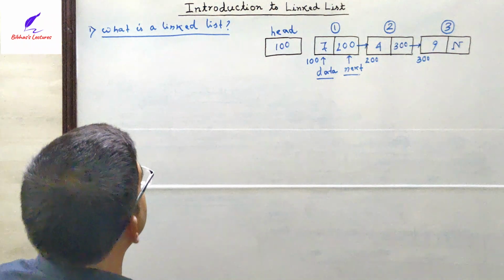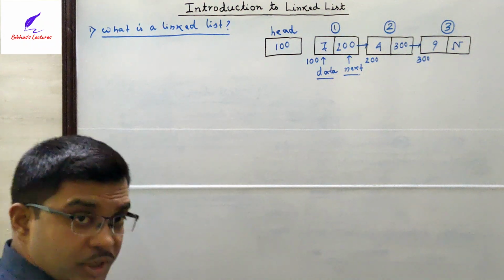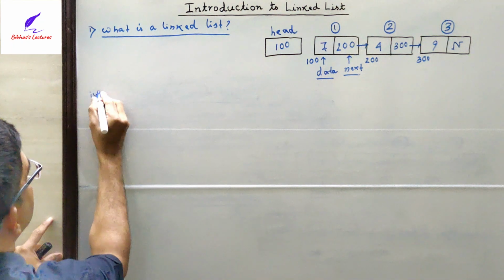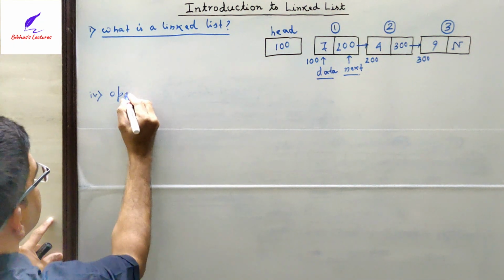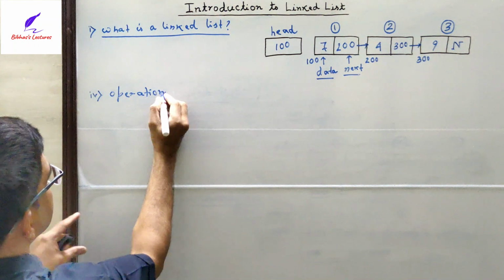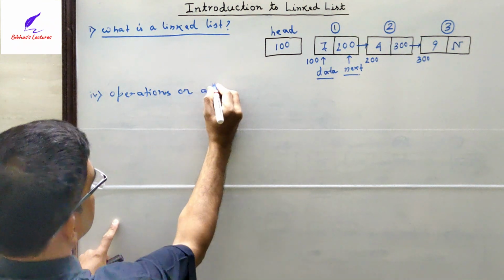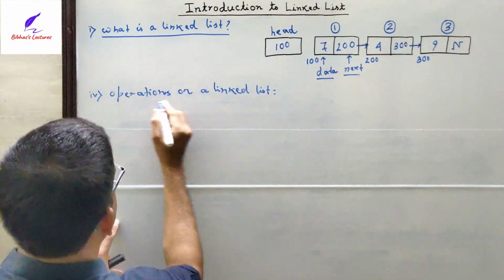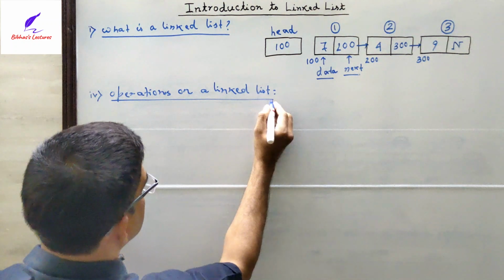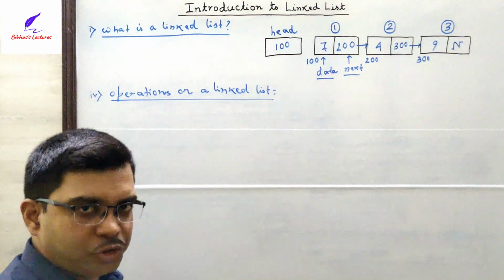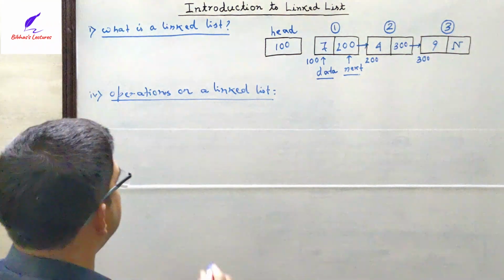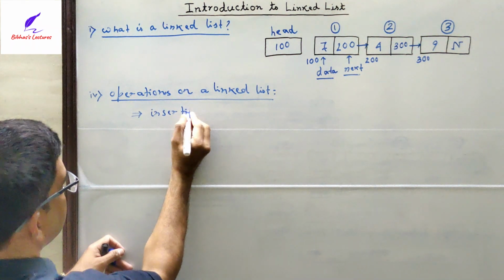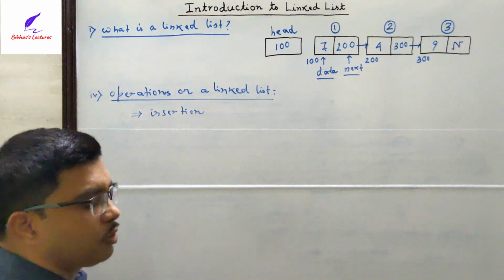Okay, now we will discuss what are the different operations that we can perform on a linked list. So the point number 4 is operations in a linked list. So actually we can perform various operations, for example, insertion. So what is insertion operation?